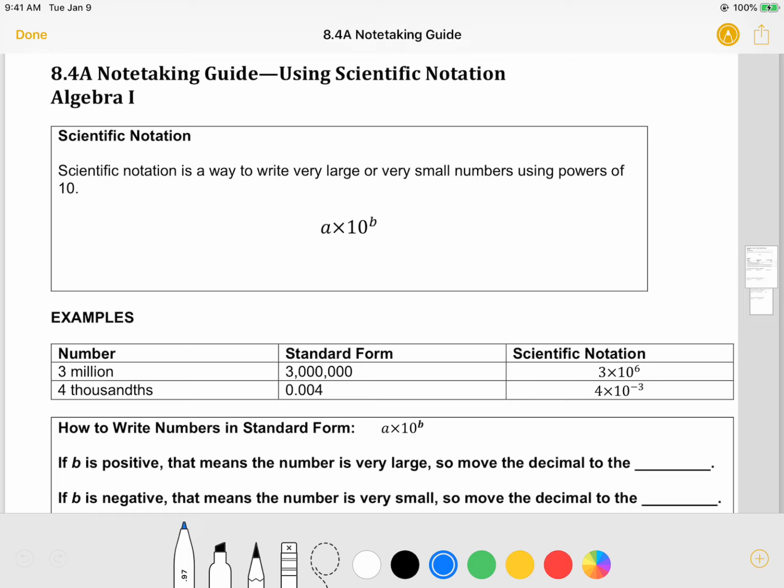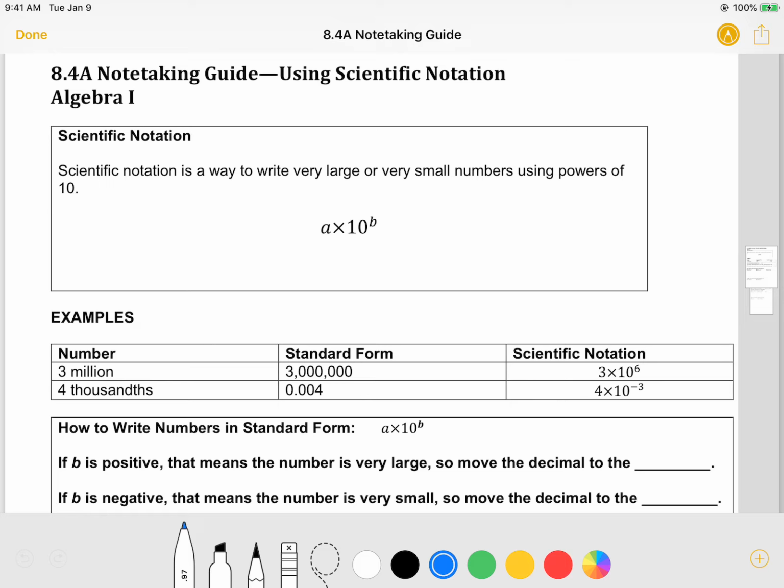So if we wanted to, say, multiply two numbers in scientific notation, how would one go about doing that? So let's look at a number in scientific notation. Scientific notation is a way to write a very large or a very small number using powers of 10.